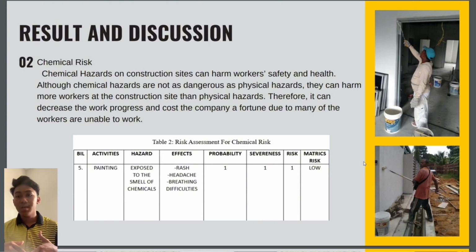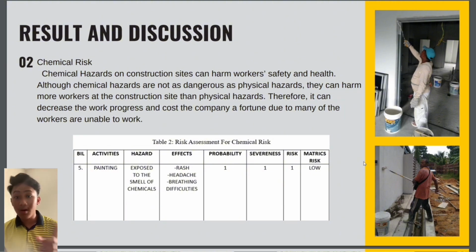So chemical risk on construction sites can harm worker safety and health. Although chemical hazards are not as dangerous as physical hazards, they can harm more workers at the construction site than physical hazards. Therefore, it can decrease the work progress and cost the company a fortune due to many of the workers being unable to work.